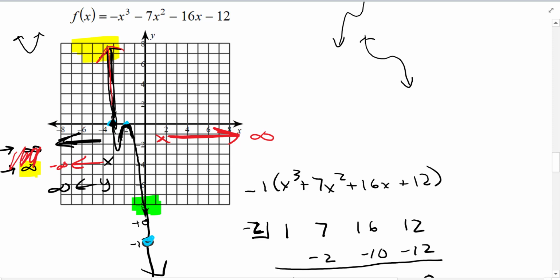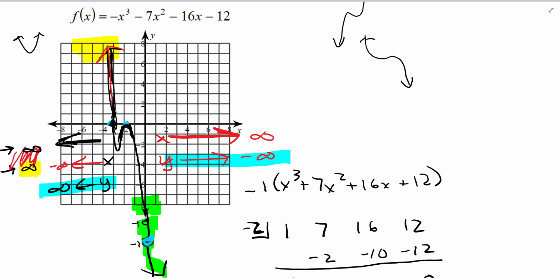And then look what's happening here. As x is headed towards +infinity, the y's are headed towards -infinity. So look at the end behaviors. This y is headed towards -infinity. This y is headed to +infinity.